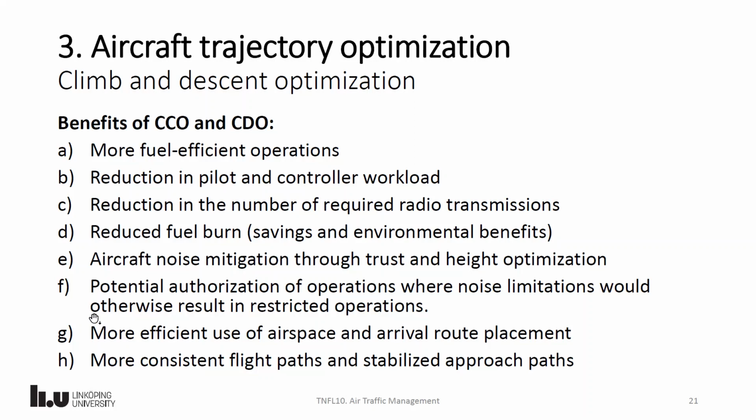Then we have a potential benefit: some flights are not possible to fly because they don't meet the noise limitations. By using continuous descent operation or continuous climb operations, by reducing this noise, those aircraft would be able to fly. So more aircraft, more flights could be accommodated. Then we have a more efficient use of airspace and more consistent flight paths and established approach paths. So these are benefits that ICAO has identified for continuous climb operations and continuous descent operations.